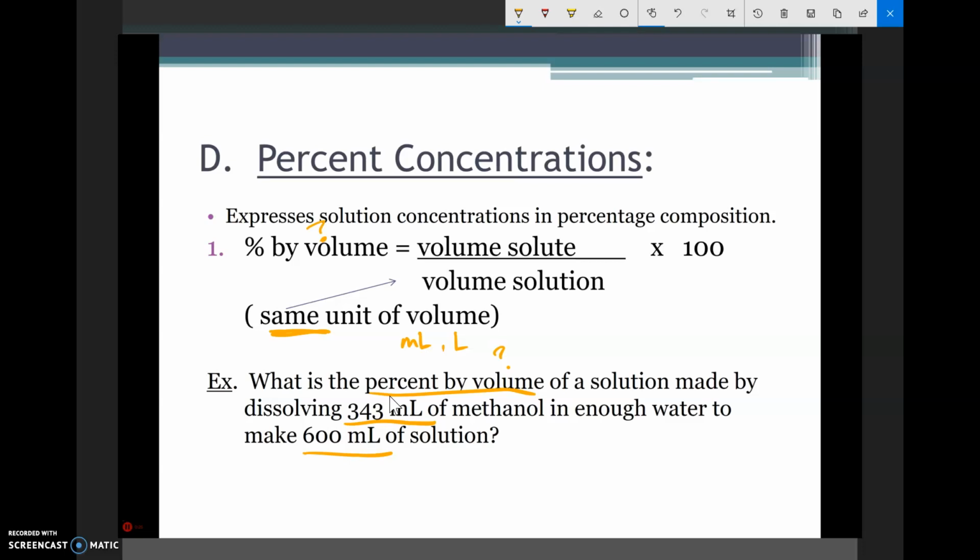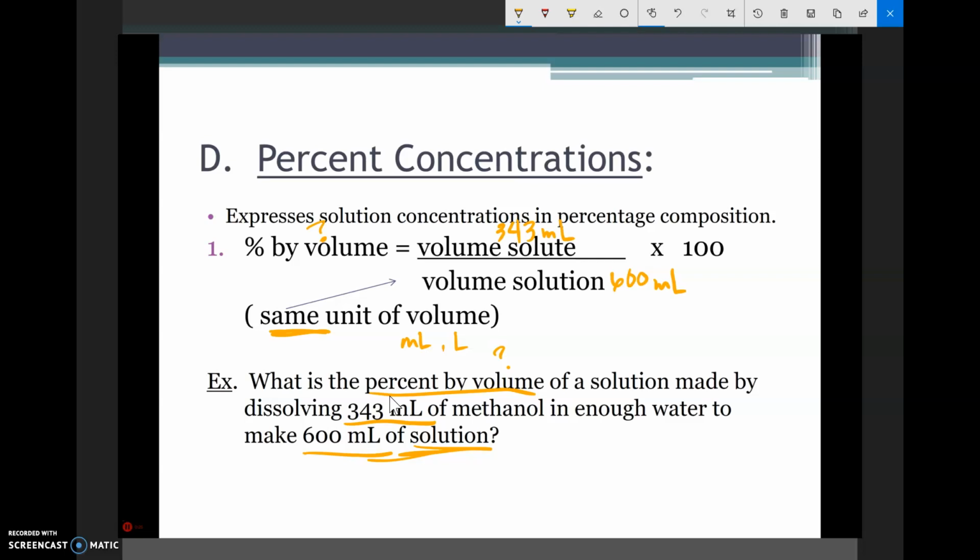So when it says we're dissolving 343 milliliters of methanol, dissolving means that this is the solute. So we can safely assume that the methanol is going to be our solute. And then it says the word solution, so we feel really confident that that is our volume of our solution, 600 milliliters.